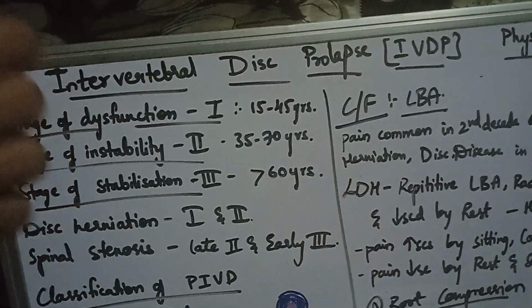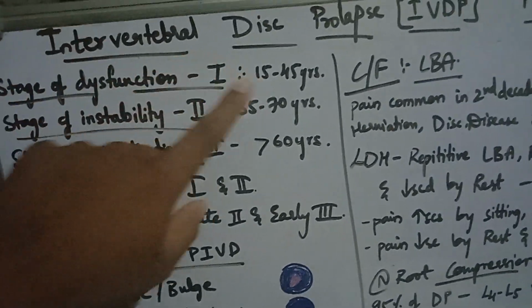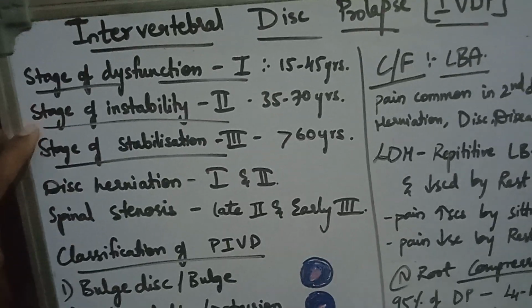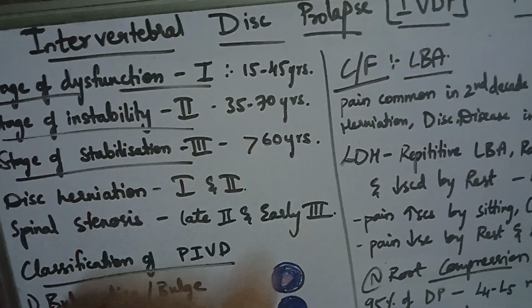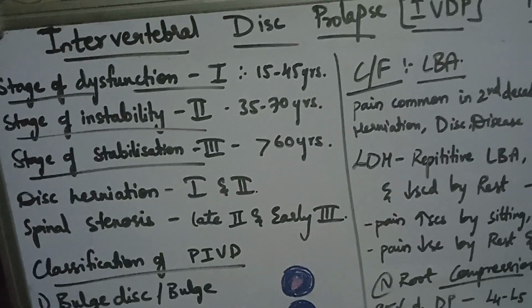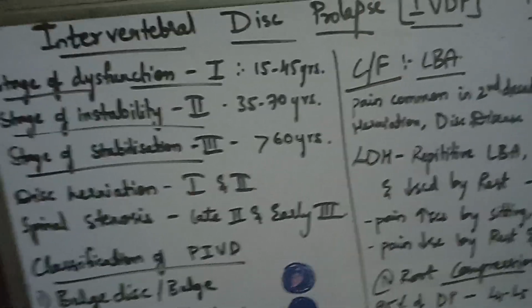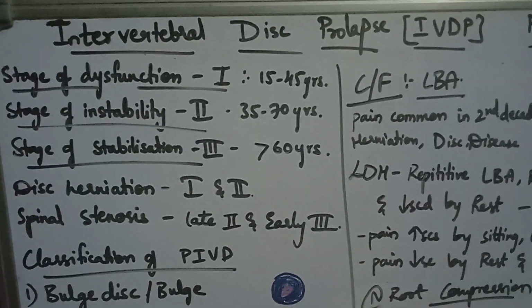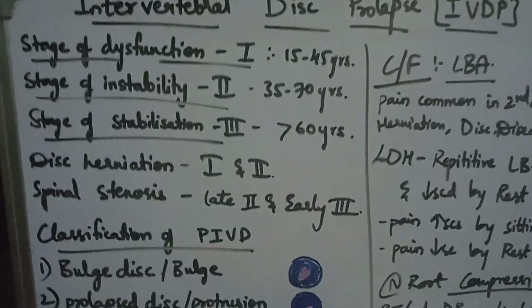So here there is a radial or circumferential tear of the annulus fibrosus, and also localized synovitis of the facet joint. Next, the stage of instability occurs at 35 to 70 years, when there will be internal disruption of the disc and progressive disc resorption. Here the disc will be resorbed and the facet joints will degenerate, with a lax capsule.